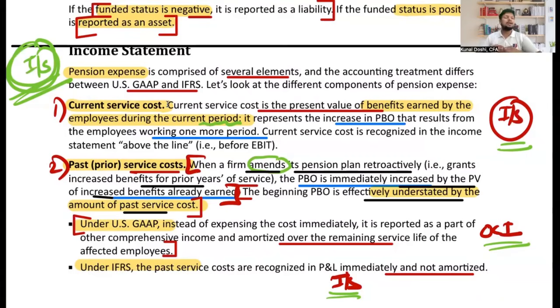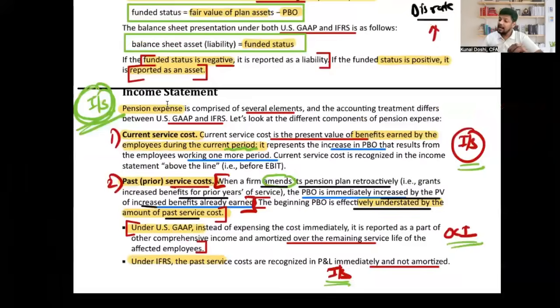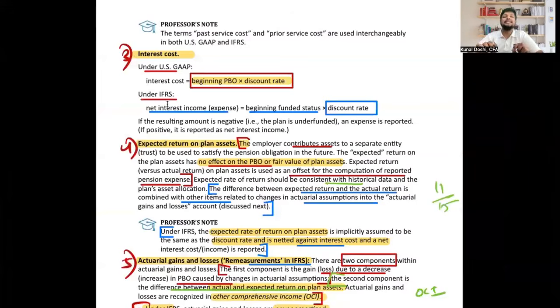Okay. Now, when we look at the income statement, there is a difference in where this is recorded in reality. Okay. Now, what was your liability till last year? That liability will increase with time value of money. So whatever is your beginning PBO times the discount rate, that is called your interest cost.